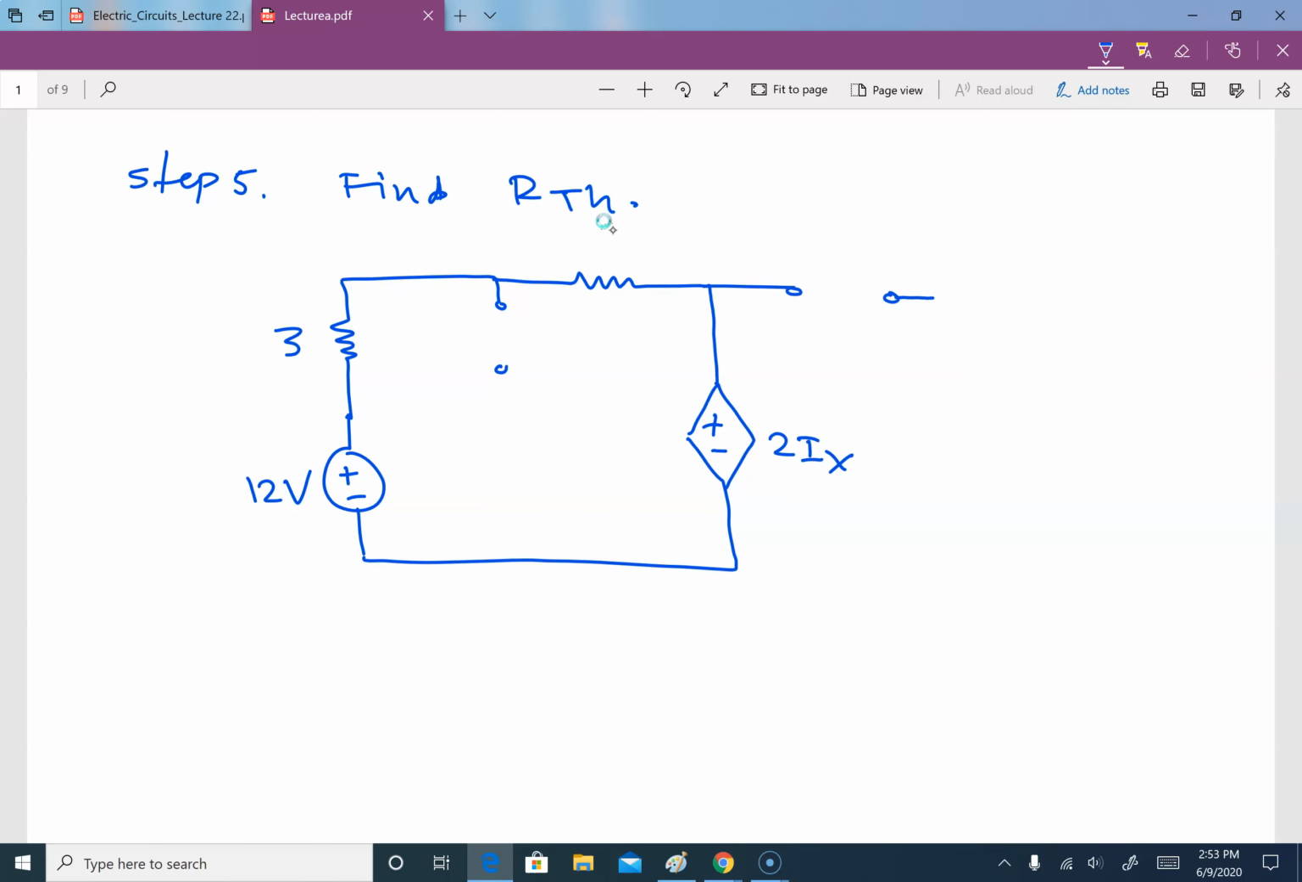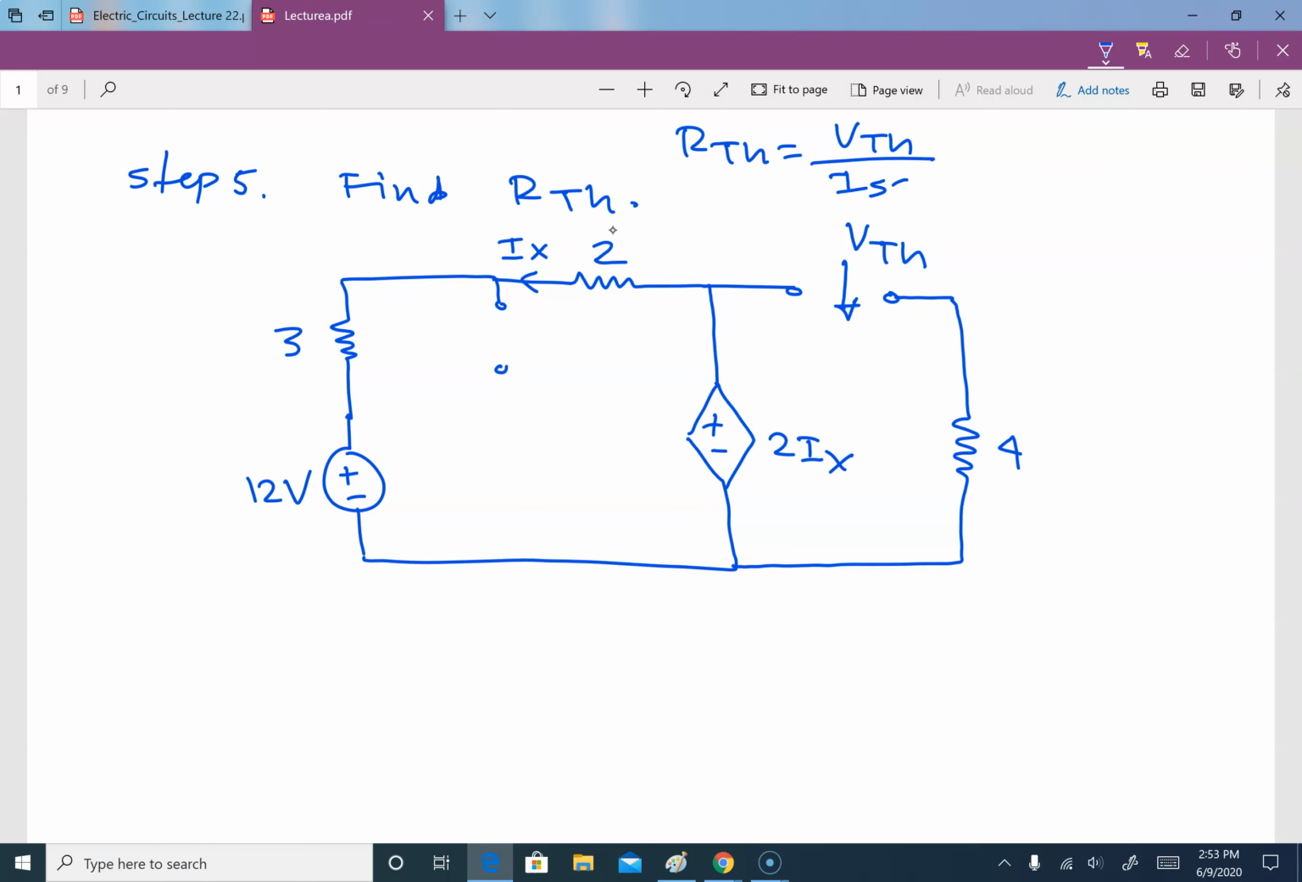This is where we have our inductor. And this is 4 ohm. And this value is 2 ohm. This is our Ix flowing here. So this is where we need to find our V-Thevenin, because to find R-Thevenin, we said that R-Thevenin is equal to V-Thevenin over I short circuit.